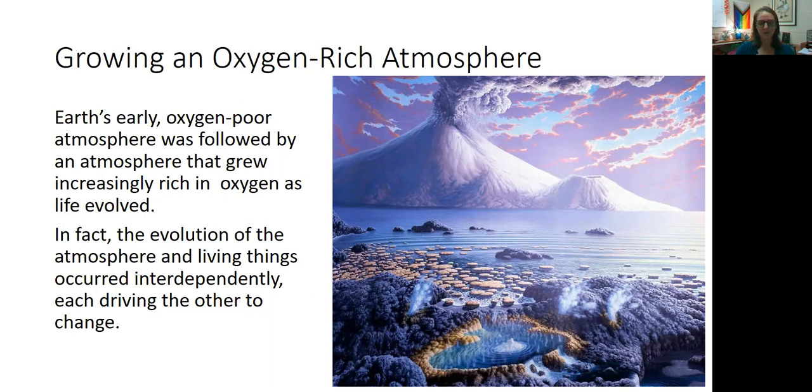Because life was able to evolve and photosynthesize, that altered the chemistry of our atmosphere. And by altering the chemistry of our atmosphere, that altered what life was able to evolve on our planet. So we're going to see throughout the rest of the semester that the evolution of life and the evolution of Earth are very tightly coupled, with both of these things affecting the other thing.